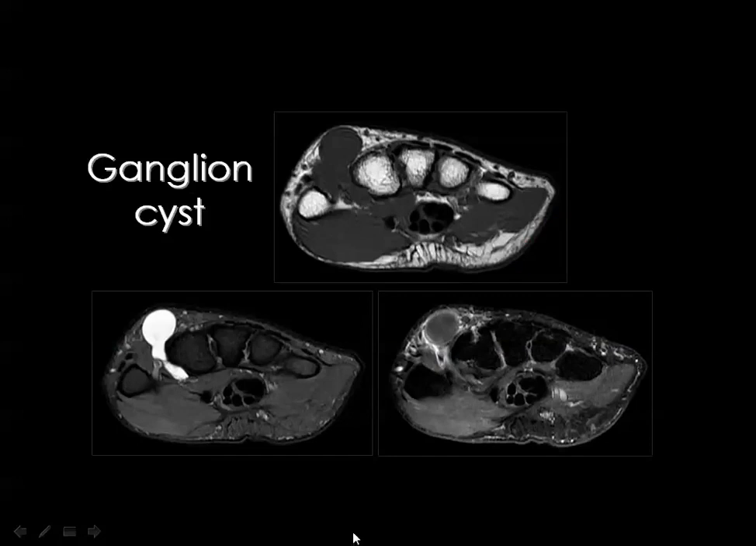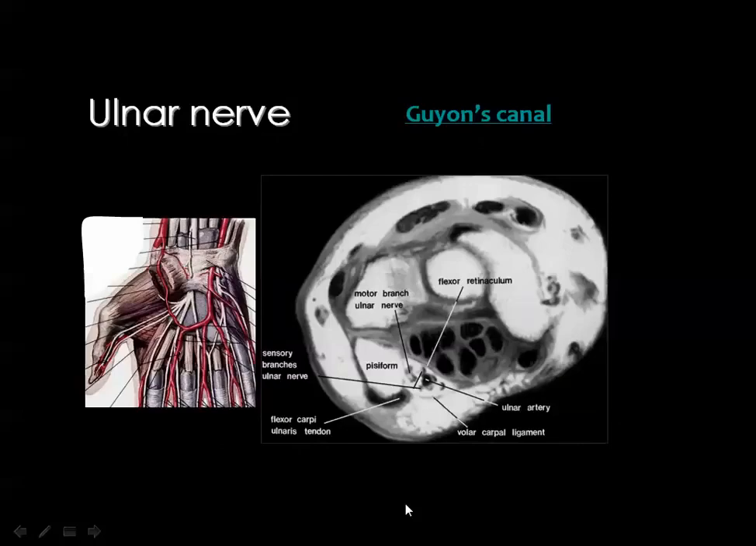Ganglia are common in the region of the wrist joint, either in the dorsal or the volar aspect. This is a cyst which is filled with fluid, low signal in the T1, high signal in the T2, and if you inject the contrast enhancement, the cyst will not enhance. This is the T1 fat suppressed post contrast image, and you cannot see enhancement of the cyst.